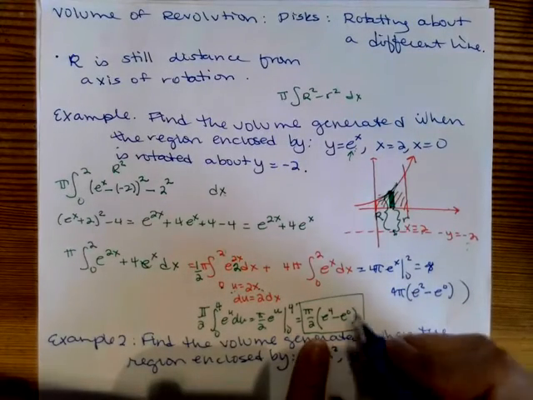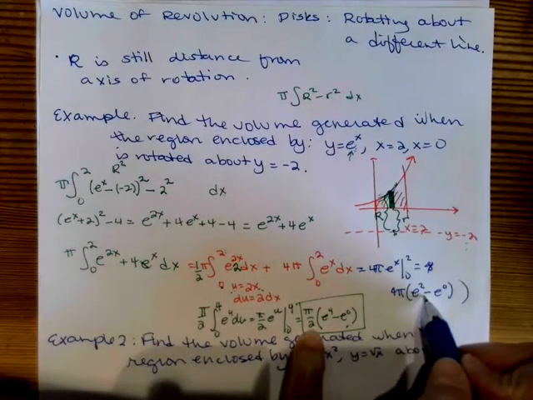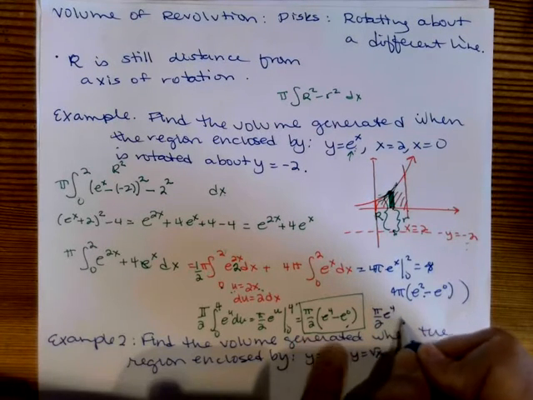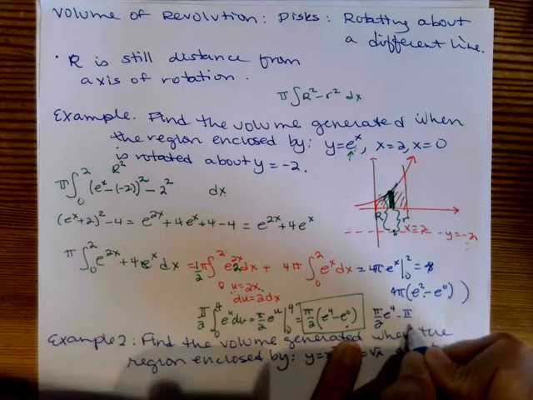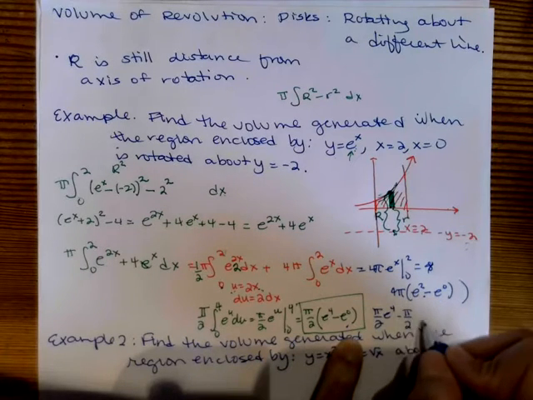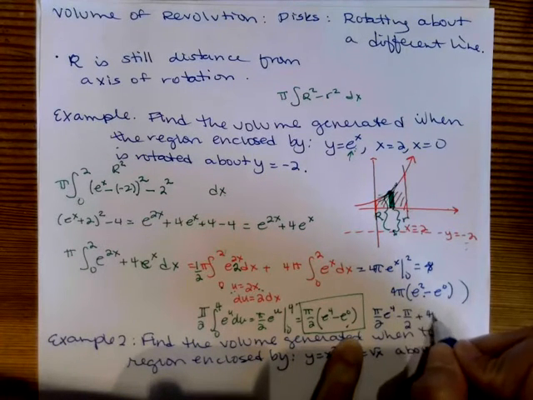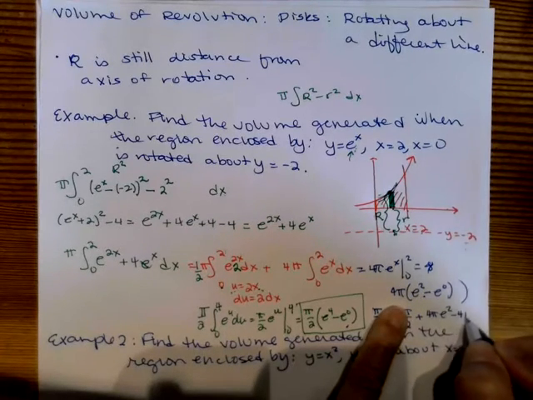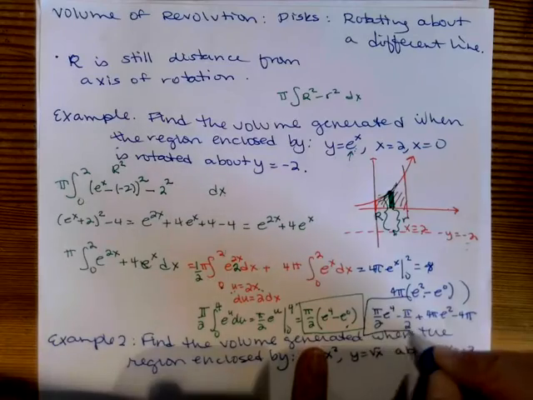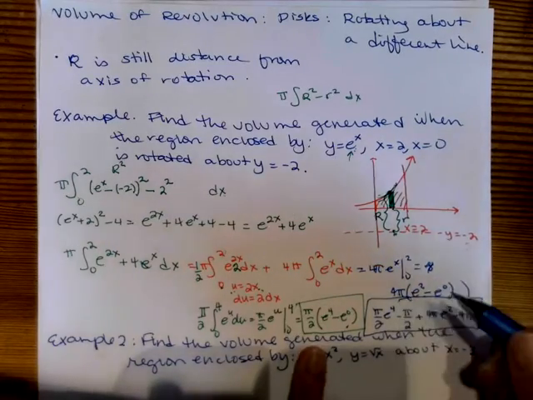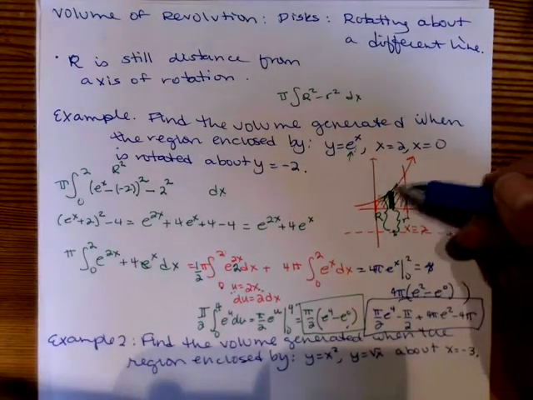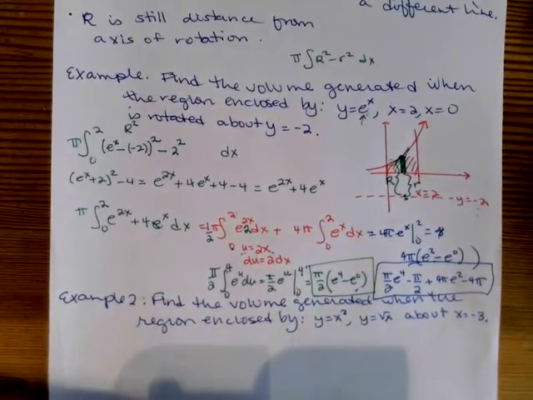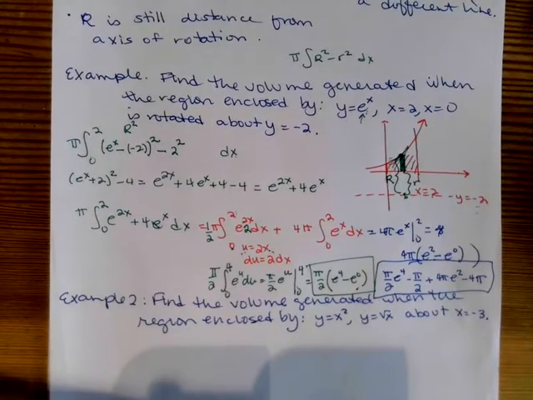So altogether, it's the green plus, okay, so what do I have there? I have pi halves e to the 4th minus pi halves, right? E to the 0 is 1. And then plus 4 pi e squared minus 4 pi. So that is the volume when we take e to the x and spin it around the line y equals -2. Okay, second example.